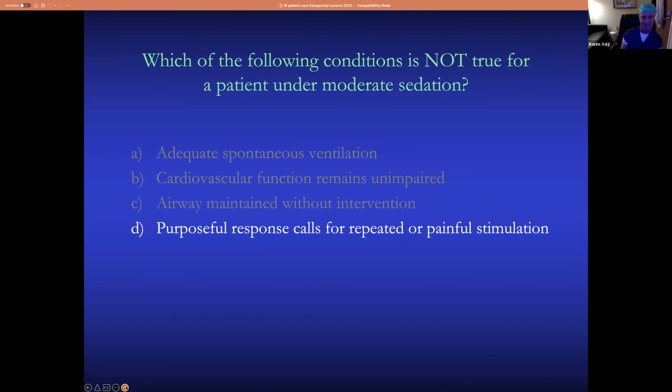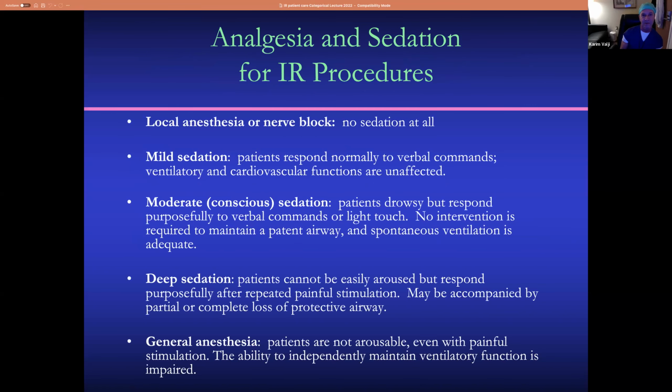So D, purposeful response requires painful stimulation. That's deep, not moderate sedation. These are the options for all IR procedures. We can just give local anesthetic, and sometimes that's enough. We can do mild sedation, which means a patient responds normally to verbal commands, and ventilation and cardiovascular function are unaffected. Most frequently, we do what's now called moderate, used to be called conscious sedation, where the patient is drowsy but responds purposely to verbal commands or light touch, and maintains an airway and ventilation.